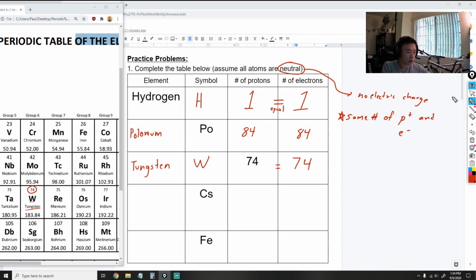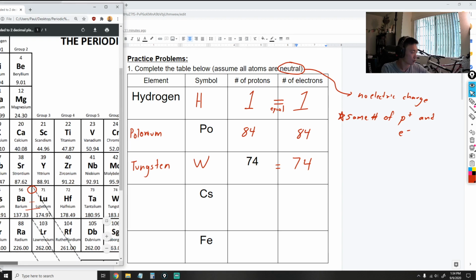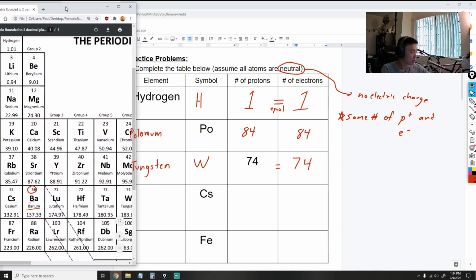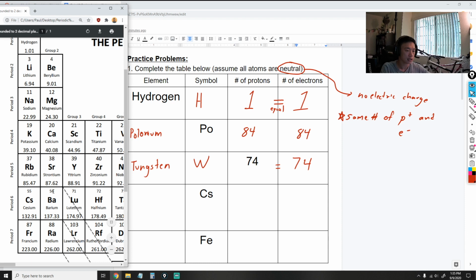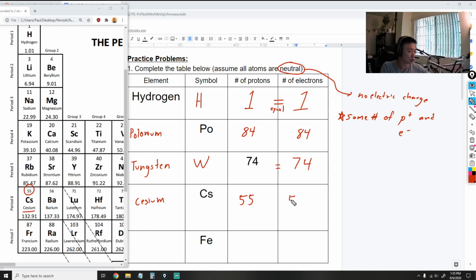All right, the next one we're looking at is CS. We're going to go all the way to the bottom left, and we're going to find the element CS on the bottom left. The name is cesium, so we're going to write cesium. The number on top is 55, that means it has 55 protons. Since it's neutral, it has 55 electrons.